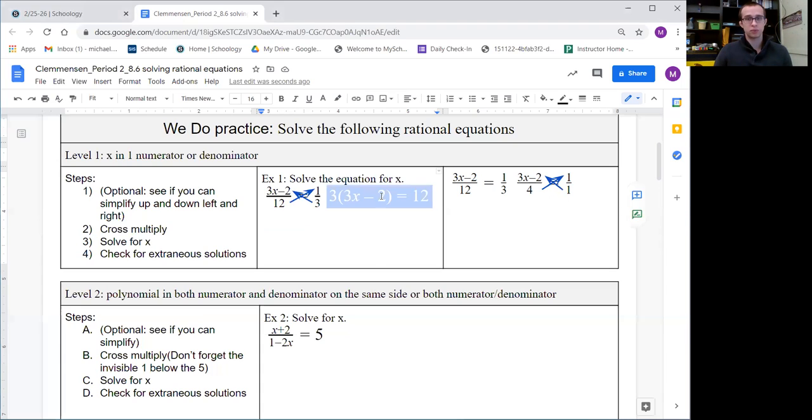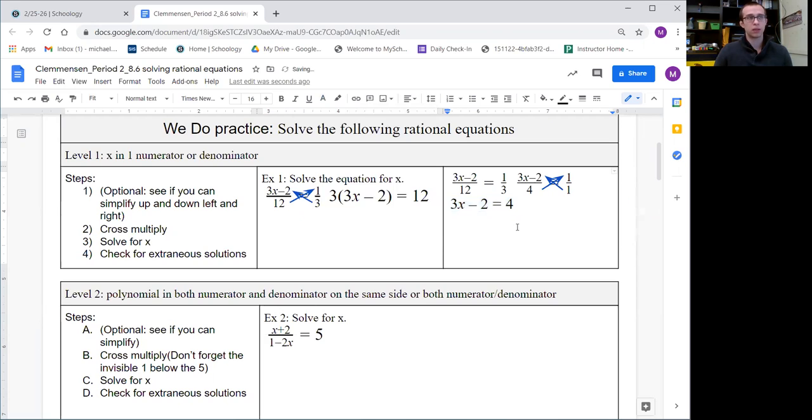This one over here gives me, when I cross multiply, this right here: 3 times 3x minus 2 equals 12. Right? Because 12 times 1 gives me 12, and 3 times this just gives me those two multiplied together. Same thing over here. When I cross multiply, I end up with 3x minus 2 equals 4.